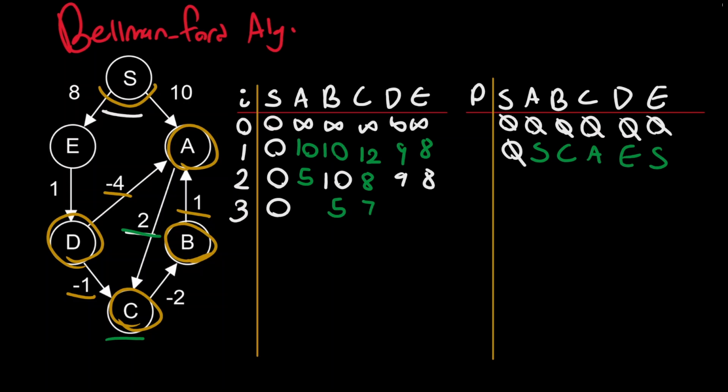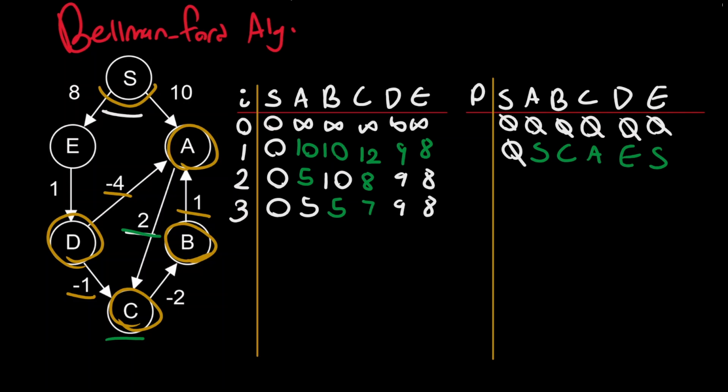We can move on, we can look at D. D is not going to offer anything new, so we can just move on. E also not going to offer anything new, so we can move on. So let's bring down what we have. So 5, 9, and 8.